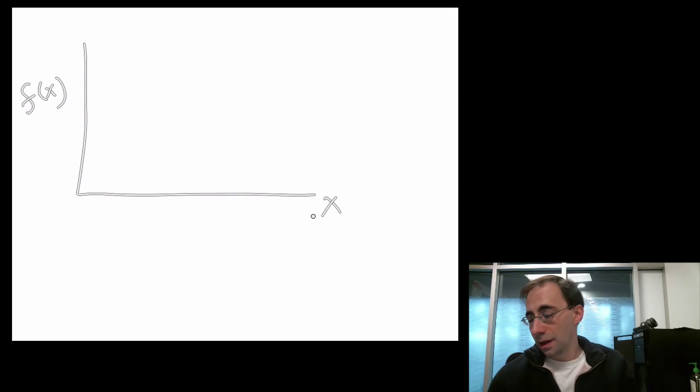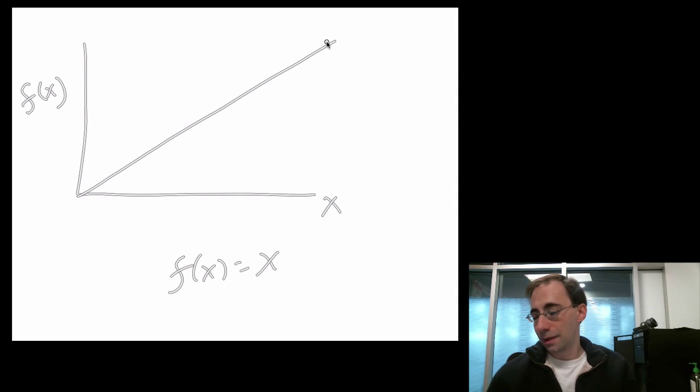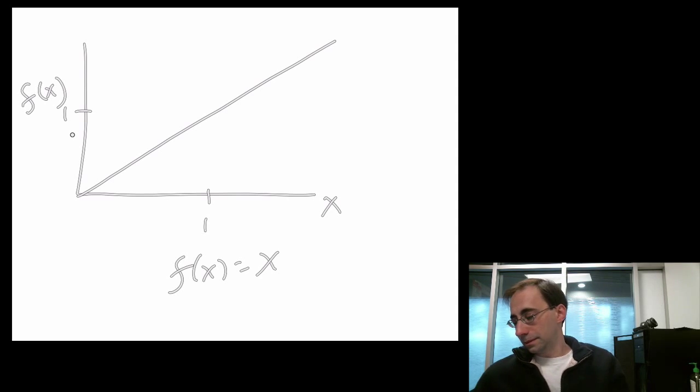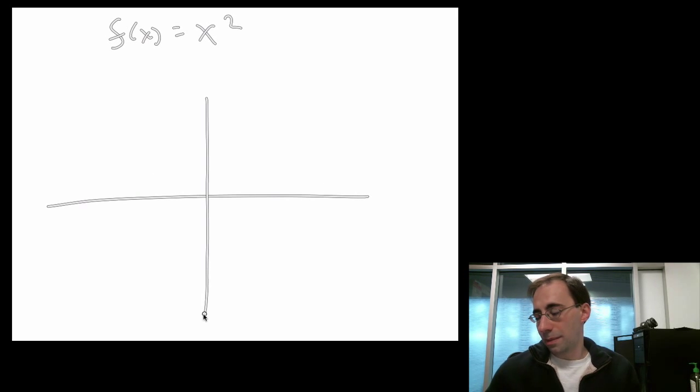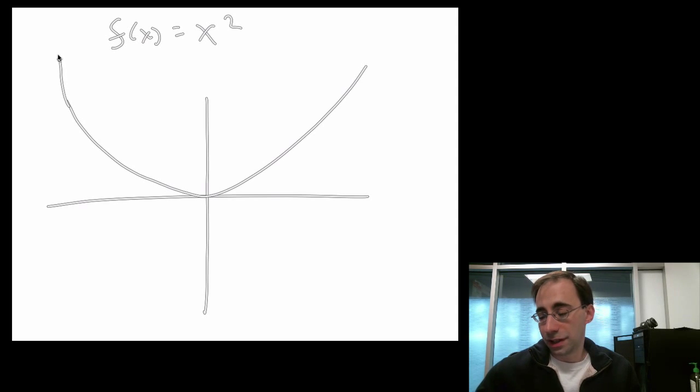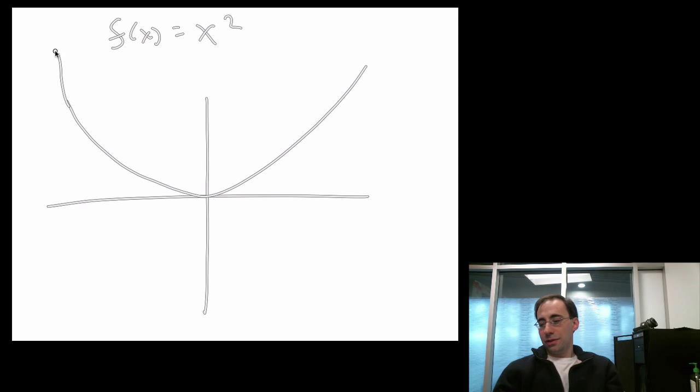And for each point in the domain on x, we plot the associated point on the y-axis, f of x. So if the function is f of x equals x, then it looks kind of like a straight line like that. Here's 1, and so on. If instead it's a function, say f of x equals x squared, and the domain is all numbers, then it looks kind of like that. I apologize, I don't draw these things well freehand, but I think it's better to do it this way.